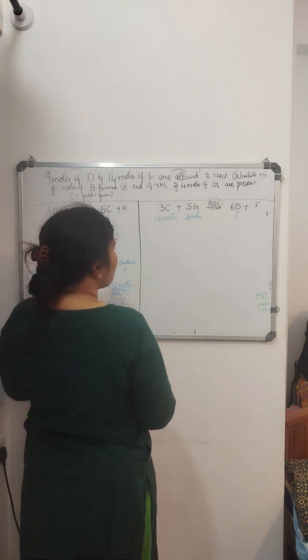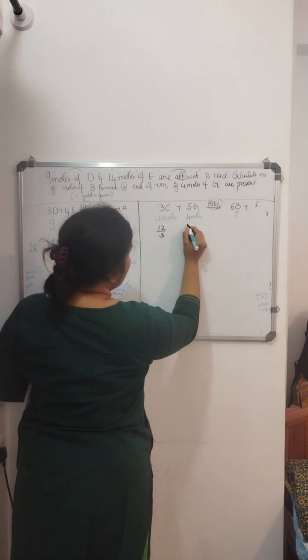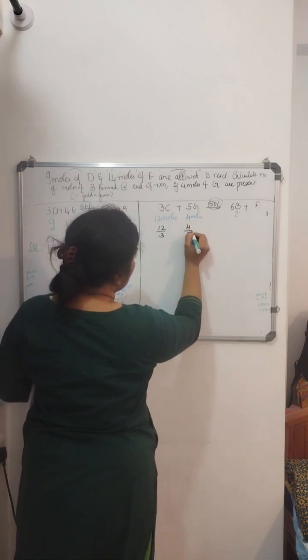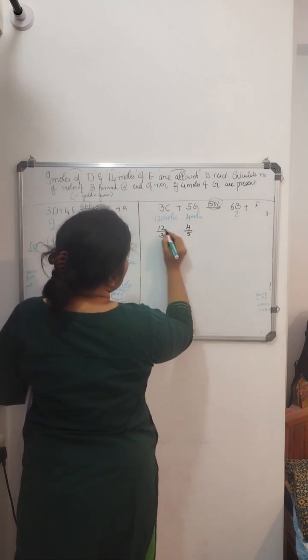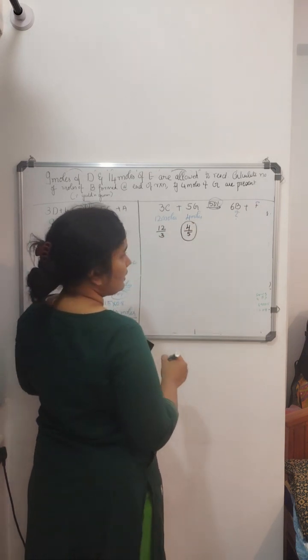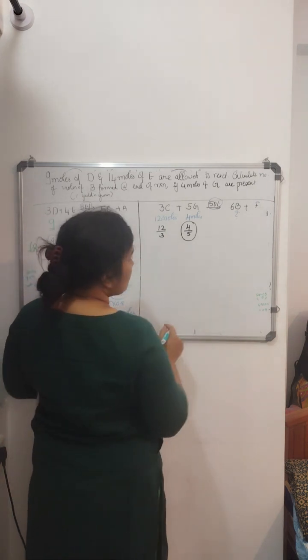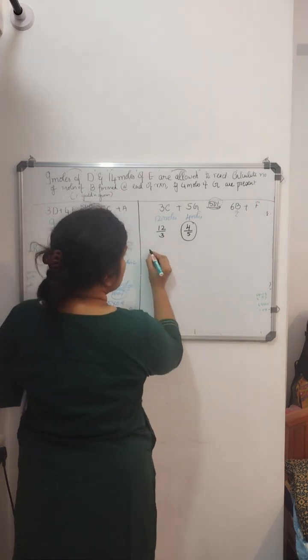12 divided by 3, and 4 divided by 5. So this is my LR here, isn't it? This value is definitely lesser. So G becomes my LR. Let's again see here.